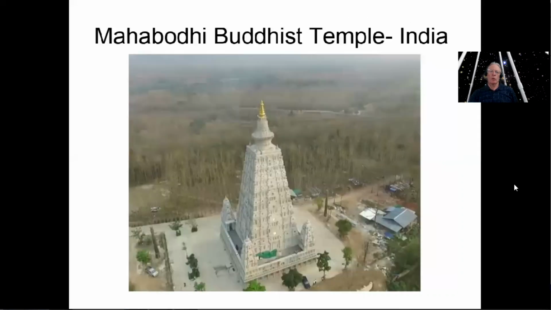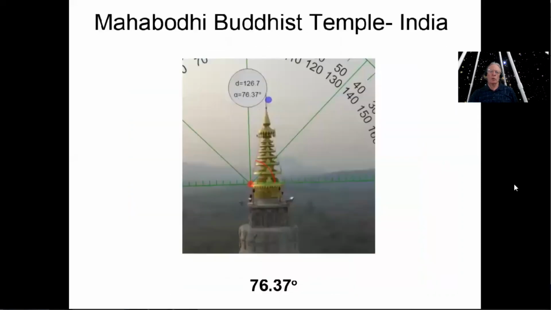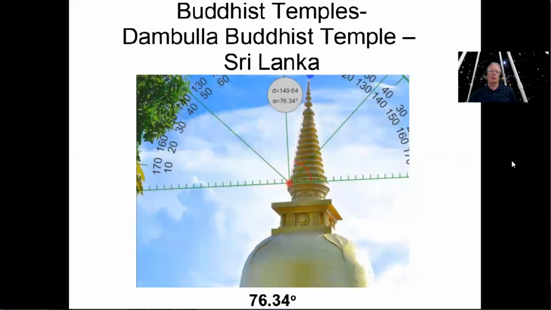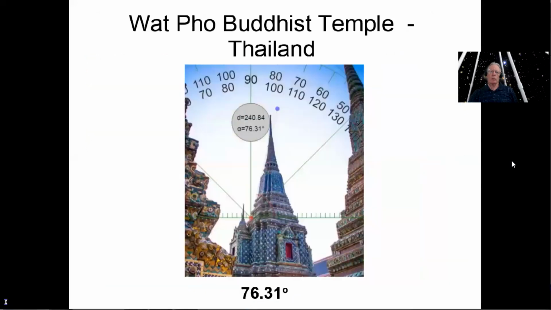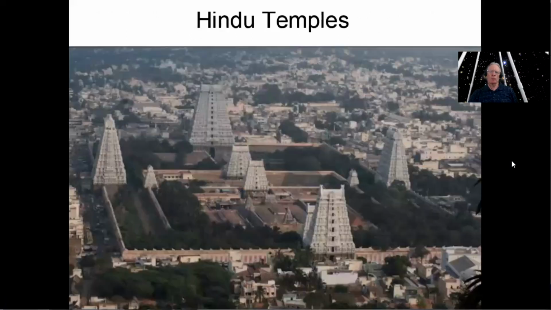And here's a Buddhist temple in India with the geometry once again at the top, a northern Indian temple. Here's some more Buddhist temples, one in Sri Lanka bearing the geometry, another in Sri Lanka, and here's one in Thailand with the same geometry.